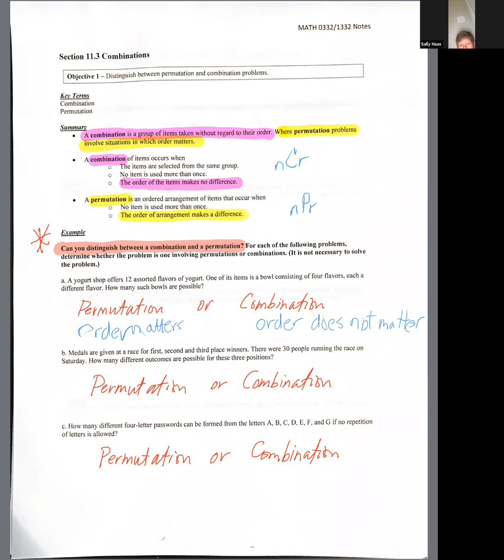So in reading that, do you think it's going to matter how we pick the 4 different flavors? Or do you think the order's not going to matter when we pick the 4 different flavors? What do you think?